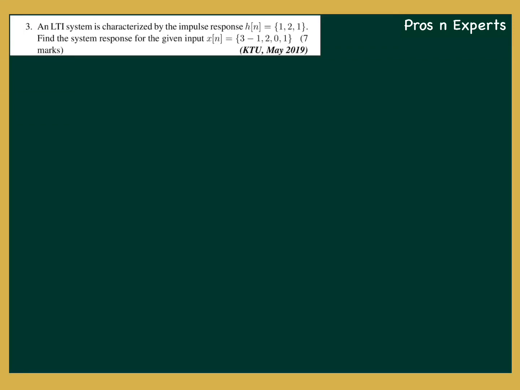Okay, we will hop to the next question, which is to obtain the system response of a system for the given input x of n, and you are also given the impulse response h of n. To do this problem, what we need is to understand the equation y of n equal to x of n convolution h of n.